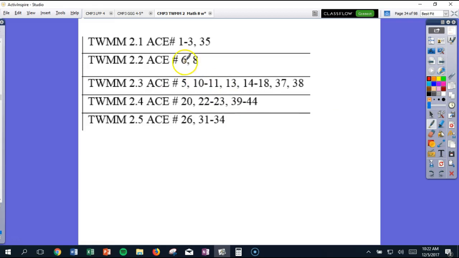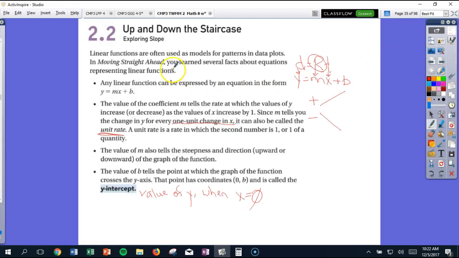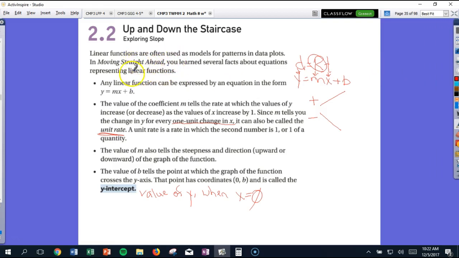Our ACES for 2.2 are 6 and 8. And we get started here. They talk to you about a little review of Moving Straight Ahead. I'm not going to read all this to you. You can read it out of the book or pause the video and read it here. But again, we're talking about y equals mx plus b, which I have again over here. And remember, we started Moving Straight Ahead with distance equals rate times time. Well, d is the same as y. Our rate is the same as our slope, and t is the same as our independent variable x.